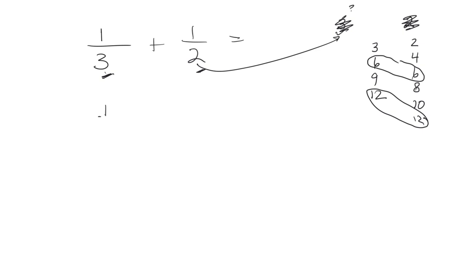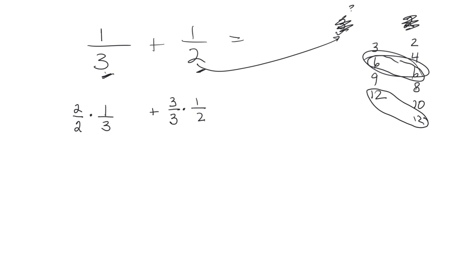So I'm going to take the 1/3 and multiply it by something that'll get me to 6. So I have to multiply it by a 2. But if I multiply the bottom by a 2, I also have to multiply the top by a 2. Similar to the 1/2, I want to multiply it by something to get me to 6. So if I multiply by 3, that'll get me a 6. But if I multiply the bottom by 3, I also have to multiply the top by 3.